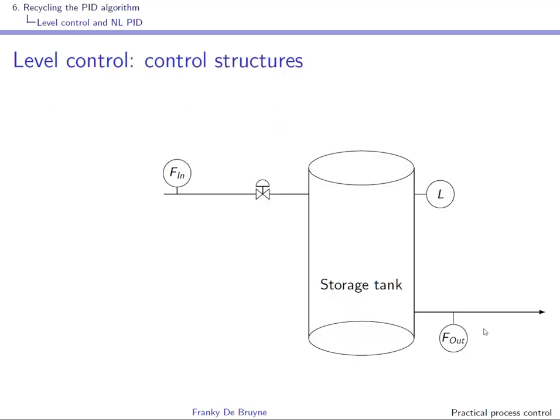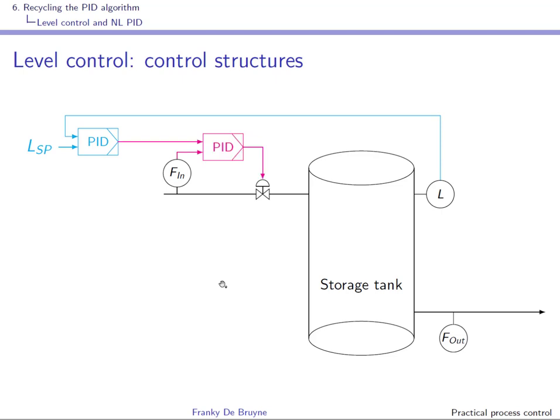Let us have a look at these different control structures. Here we have a storage tank that is controlled by controlling the level using the input flow. The most simple solution is to use a simple level controller that will directly actuate the valve. If you have access to the flow measurement at the input, and if there are load disturbances, then it makes sense to implement a cascade control.